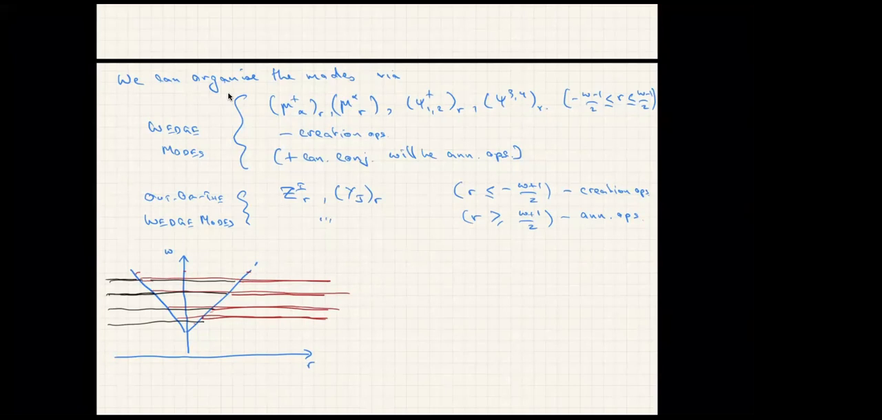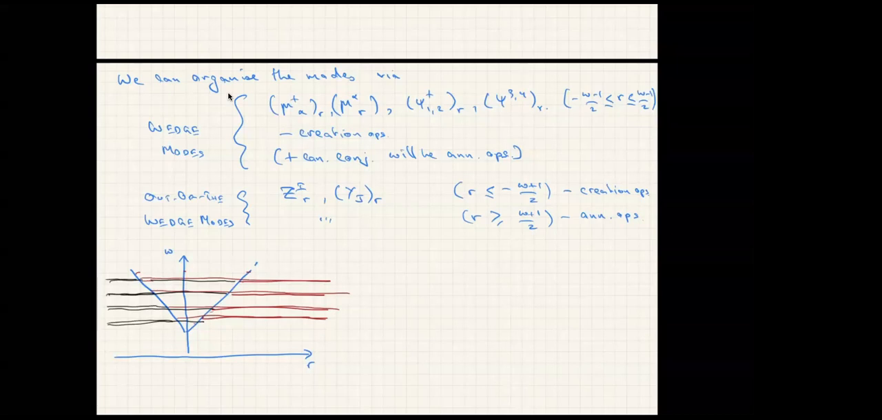And the creation operators are till here. So in the wedge there are an equal number: half of them are creation operators, half of them are annihilation operators, and then outside the wedge it's the more normal pattern. So that's just to illustrate this.